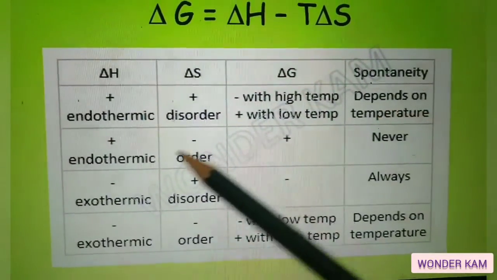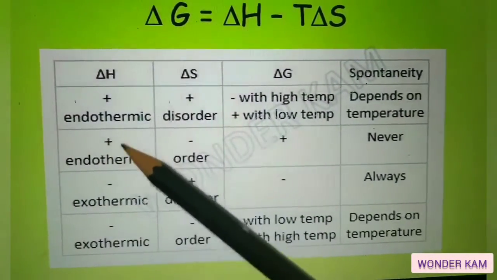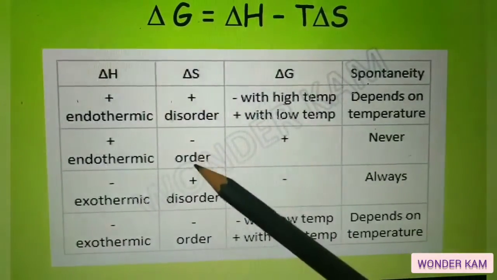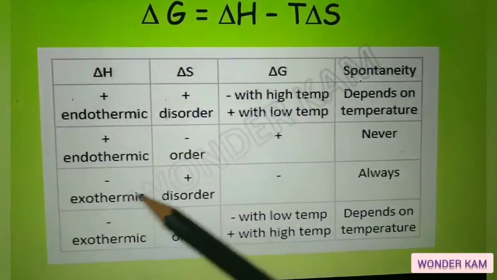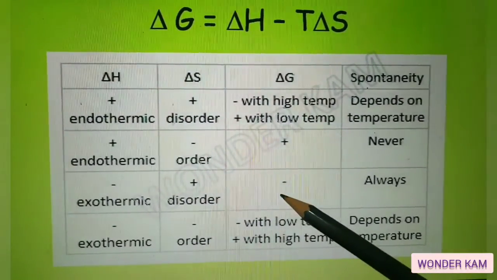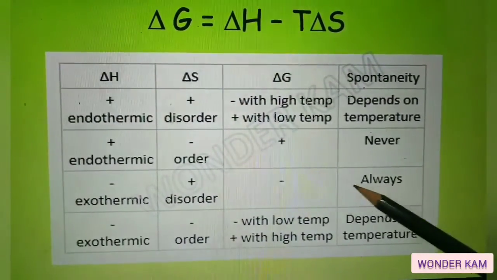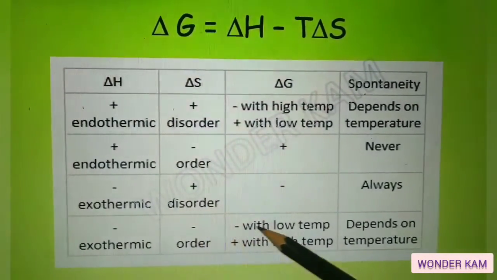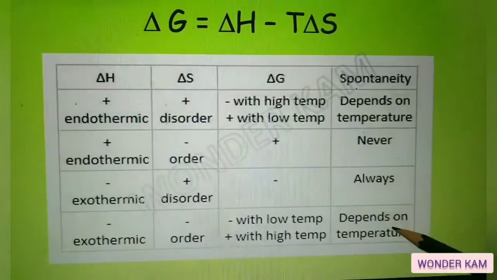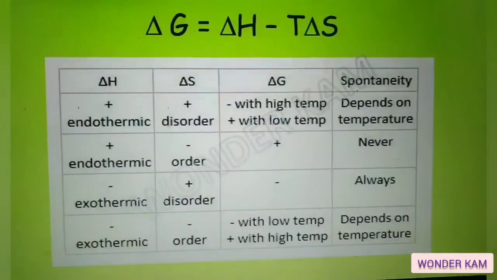When delta H is positive and delta S is negative, then delta G is always positive and the reaction is non-spontaneous. When delta H is negative and delta S is positive, then delta G is always negative and the reaction is spontaneous. When both delta H and delta S values are negative, then the spontaneity of the reaction depends on temperature.